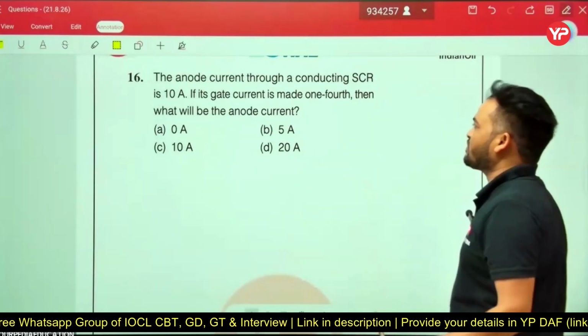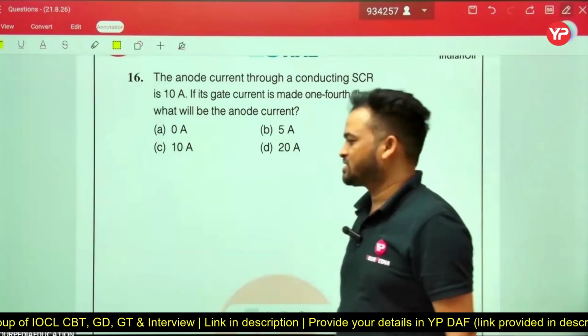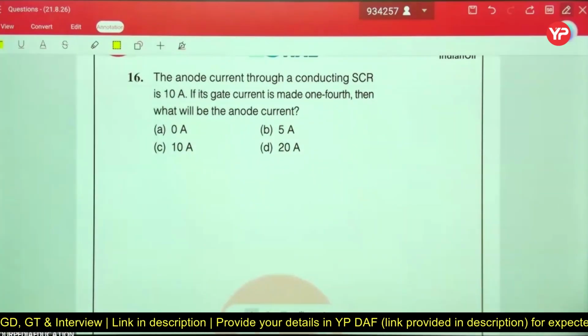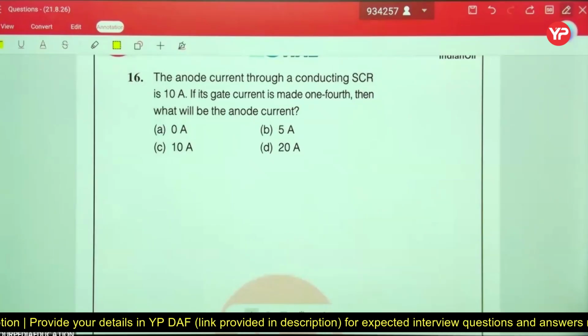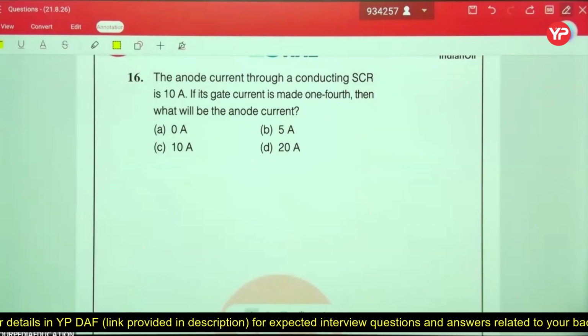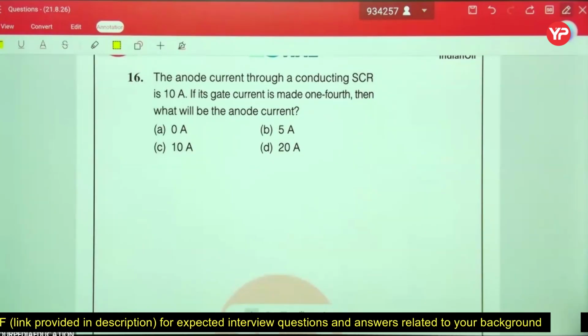See, this question is very, very interesting. See, the anode current through a conducting SCR is 10 ampere. If the gate current is made 1/4, then what will be the anode current?